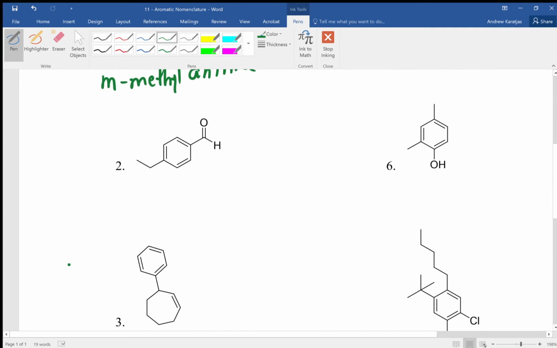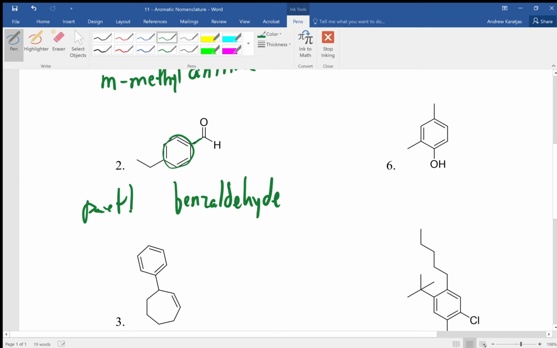Number 2 is very similar. We have the aromatic ring with an aldehyde for benzaldehyde. And then in a 1-4 or para relationship, we have an ethyl. So this becomes para-ethyl benzaldehyde.